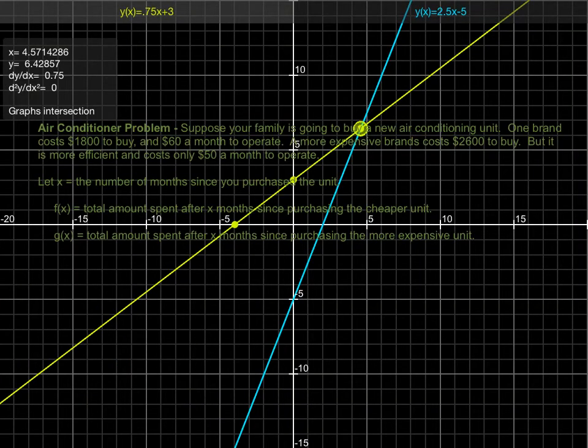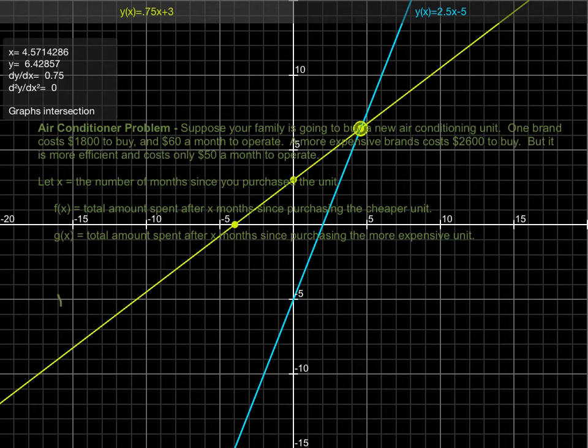Okay, so let's go over this sample problem. Air conditioning problem, you have a choice of 2 units. Take a couple seconds and read this fully before you continue. Okay, now that you've read it, we have 2 equations, f of x and g of x. So let's actually create those equations.